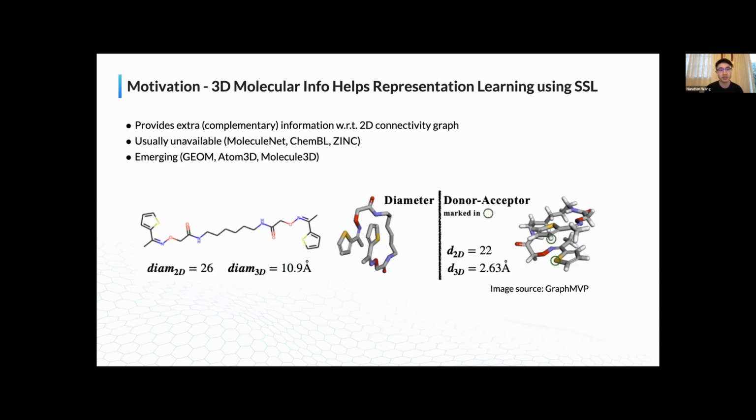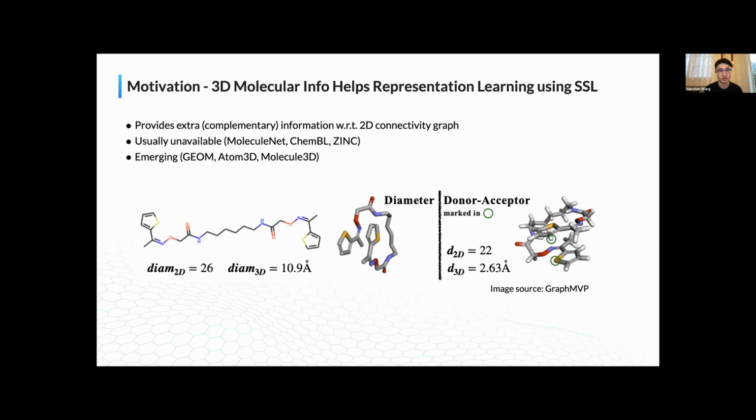Our motivation is very simple. Intuitively, we think 3D molecule information will help the representation learning process using self-supervised pre-training. First, 3D information or 3D structures of the molecules provide complementary information to the original representation, which is only a 2D connectivity graph. It is relatively expensive or relatively unusual to have for a lot of molecule graph datasets, such as MoleculeNet, ChEMBL, or ZINC.